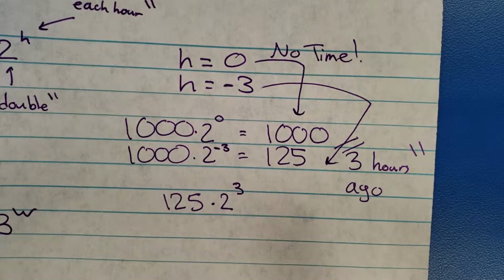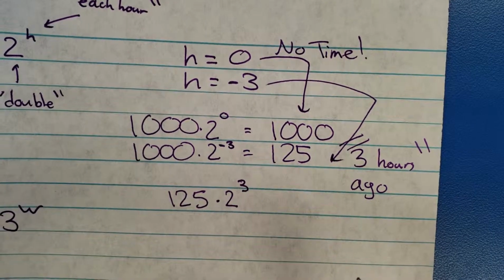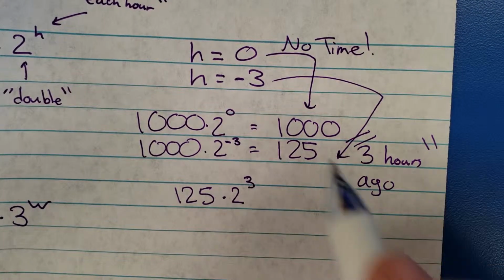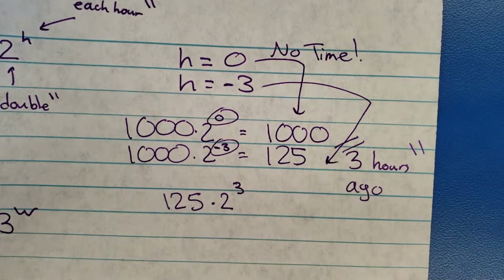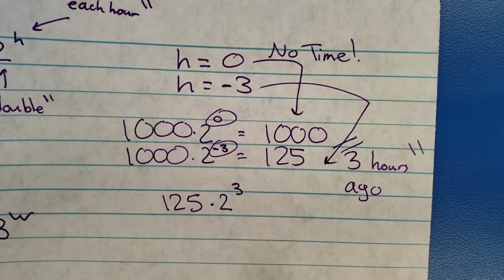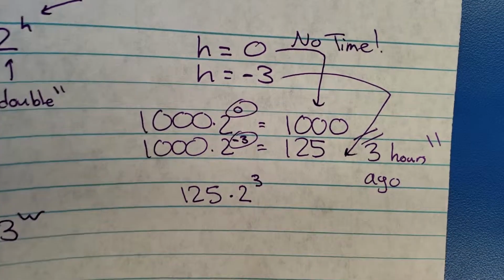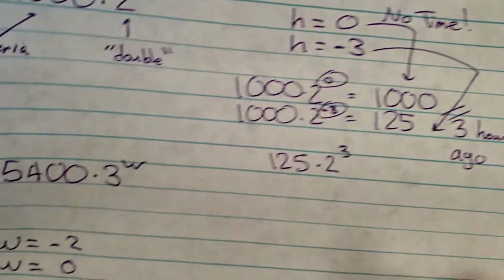Now it's bacteria, and if you have time to count that many bacteria, then power to you, but not so much. So 0 is no time, negative is time ago, and positive is moving into the future. So that's about it. Just plug it in your calculator and get after it.